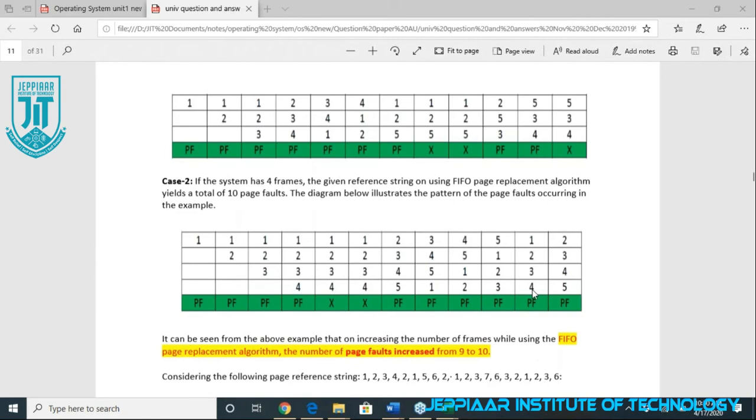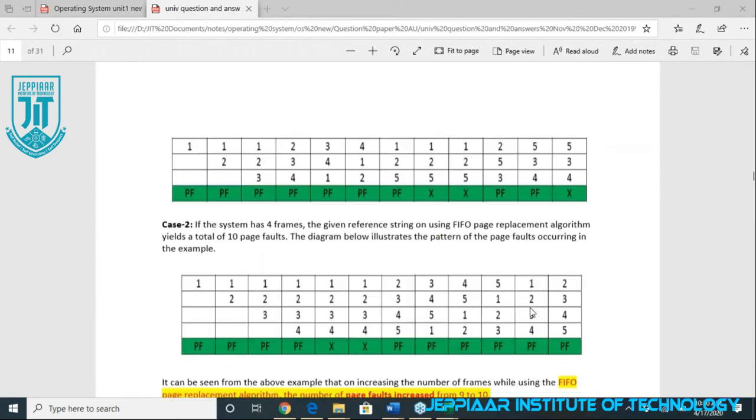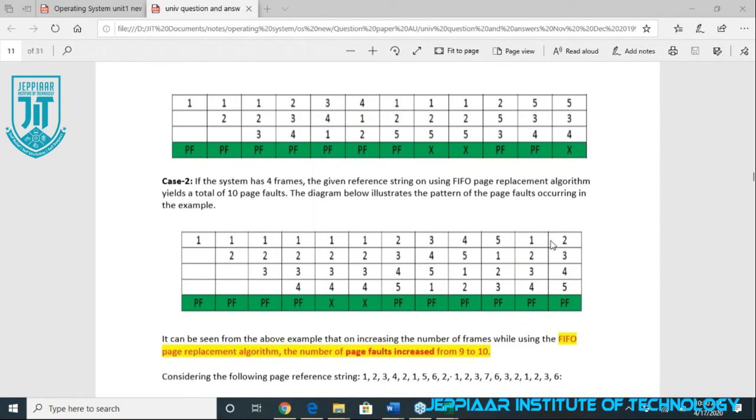Next 4 is available? No, so you are going to replace. Which one do you replace? 5 you are going to replace with 4. So you get a page fault here. Again after that you are getting a 5. So 5 means you are going to replace 1 with 5. So you get a page fault.